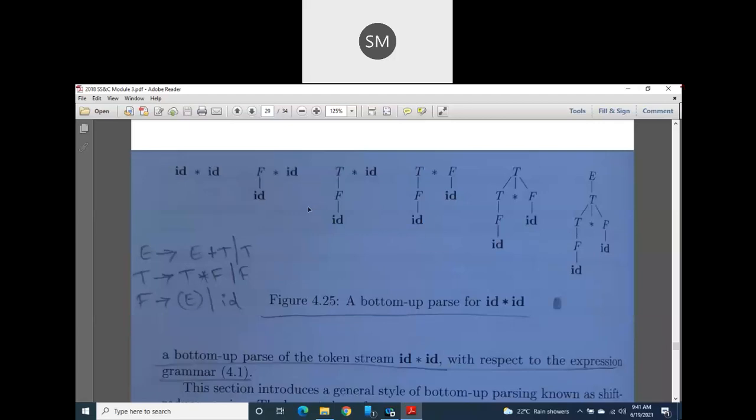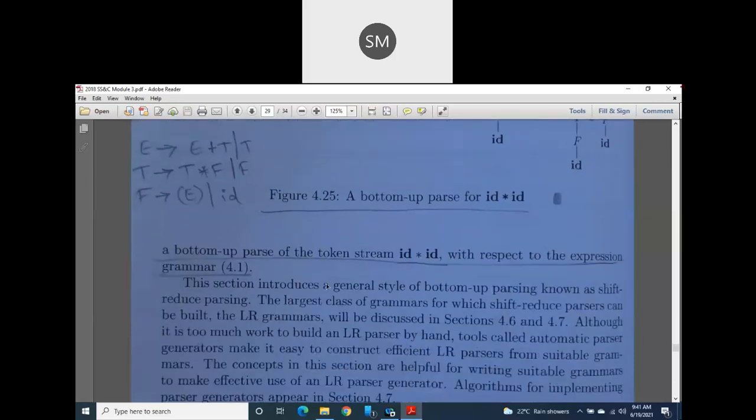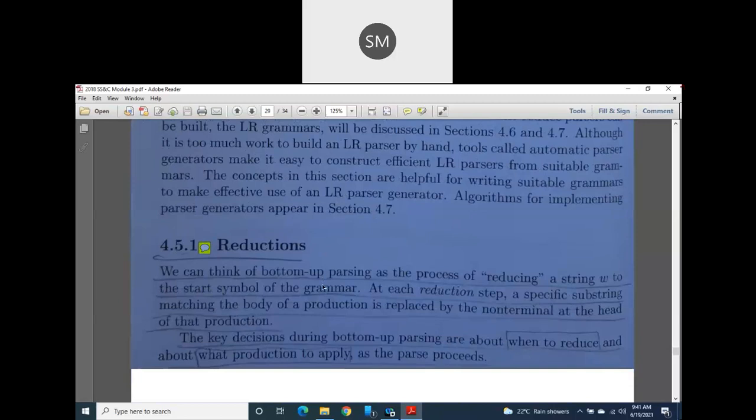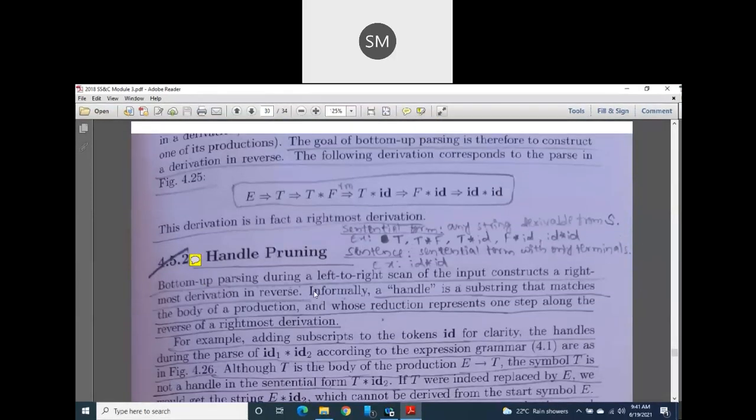It seems that it may be leftmost derivation, but it is not leftmost derivation. Actually, it is rightmost derivation. How is it, sir? I will show you. Don't worry. Okay. By looking at these steps of construction of the parse tree or syntax tree, it seems that I am using leftmost derivation, but it is not actually leftmost derivation. It is a rightmost derivation. How it is, I will show you. Okay. So let us go to the next subtopic, that is reduction.